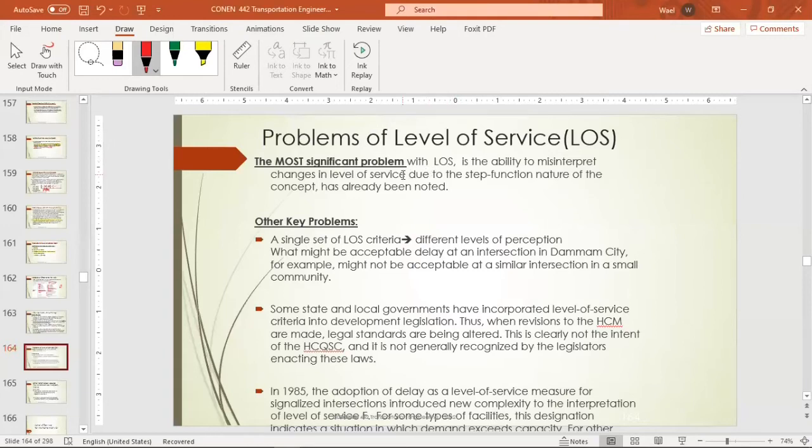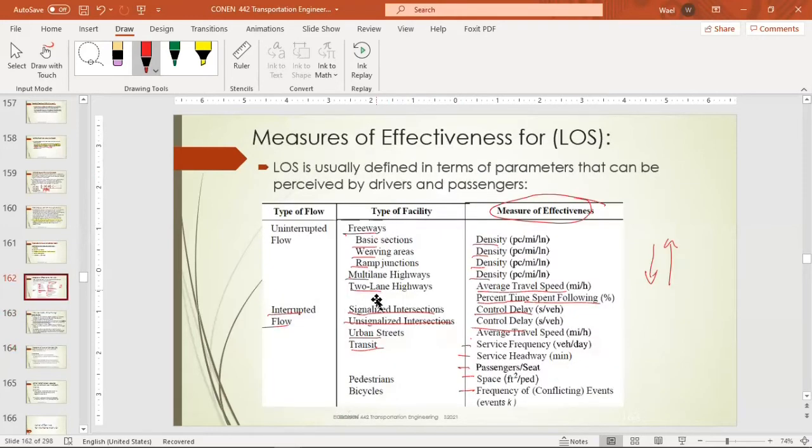We will continue here with problems of level of service. There are some key problems with the level of service concept or the level of service criteria. First of all, it's a single set of level of service criteria. That means if we go back to, for example, a signalized intersection and control delay. Someone living in a big city like New York is used to long queues. They are used to congestion. They are used to delay. So their perception of delay is different than someone living in a remote city in Montana, for example.